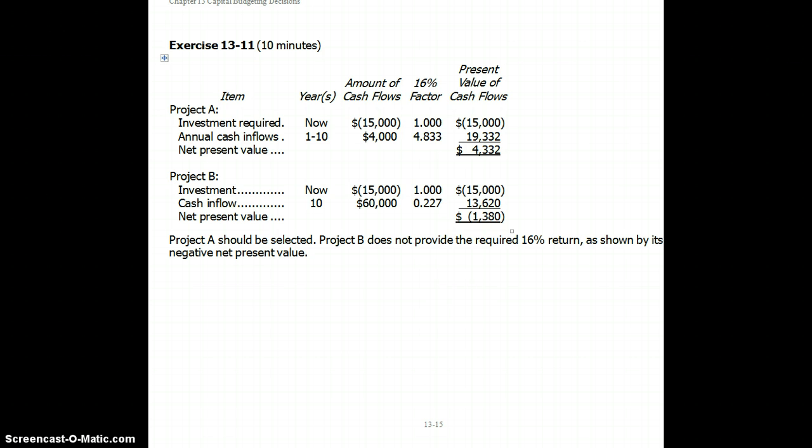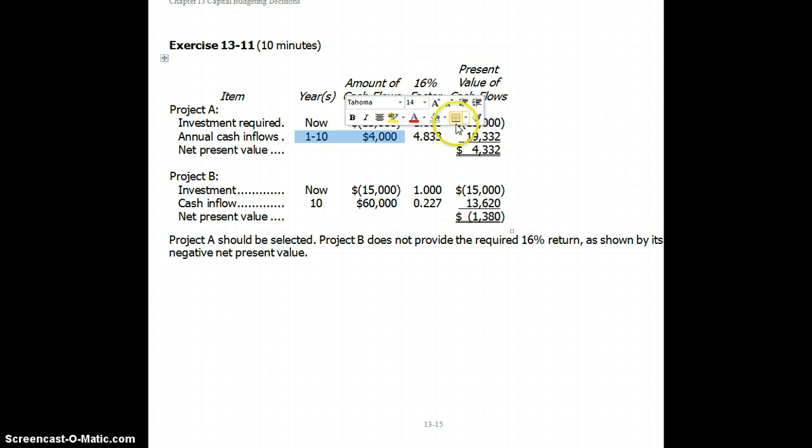Alright, so if we were to look at Project A and calculate the net present value of Project A, we would need an investment today of $15,000. So there would be a cash outflow of $15,000 now. That present value would be $15,000 cash outflow. The cash inflows would be $4,000 per year in each year for 10 years.